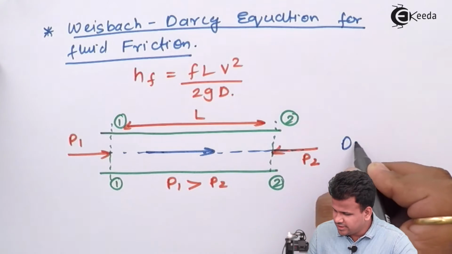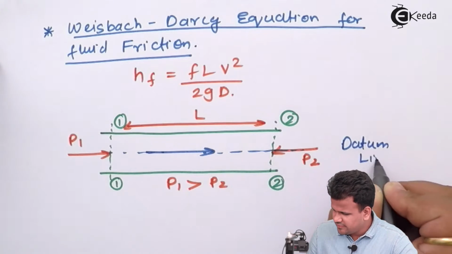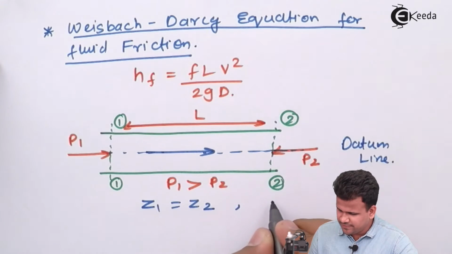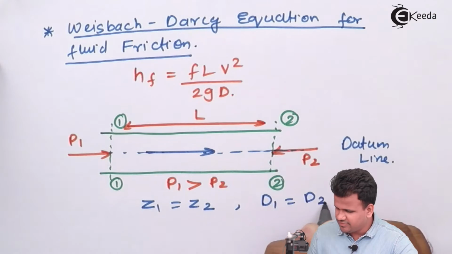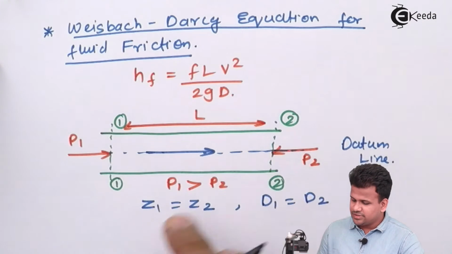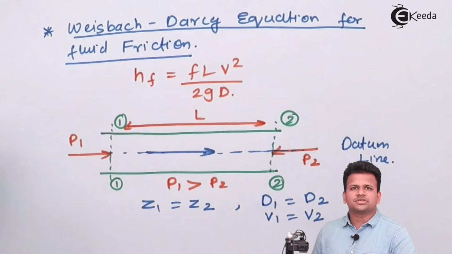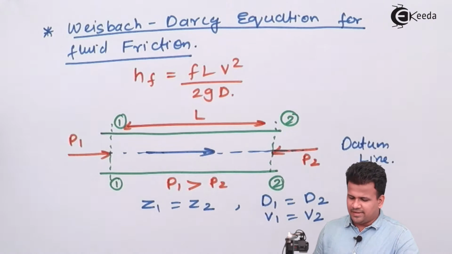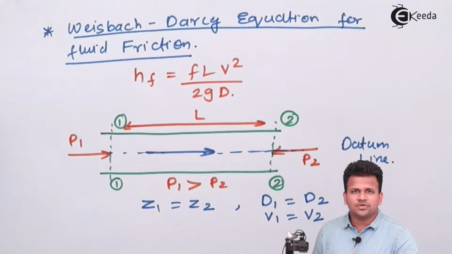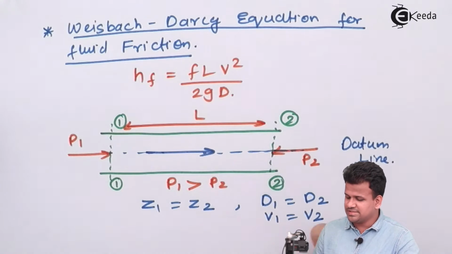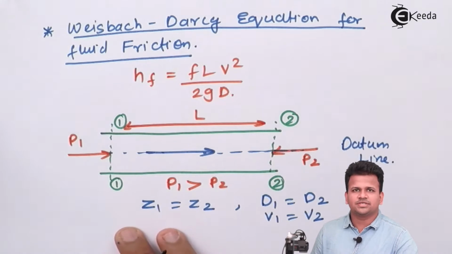Once we have got the datum line or the reference line, we can see that Z1 is equal to Z2, as well as we can see the diameter D1 is equal to diameter D2. That means there is the same velocity, V1 is equal to V2, because the entire section has a uniform diameter, and once it has uniform diameter, it has a uniform cross-sectional area. According to the continuity equation, we get the velocity at section 1-1 is equal to the velocity at section 2-2.